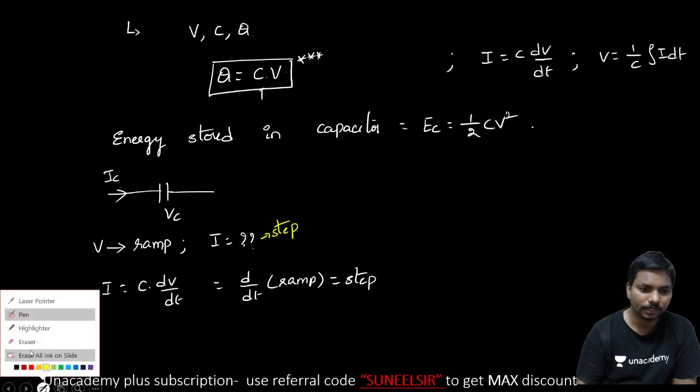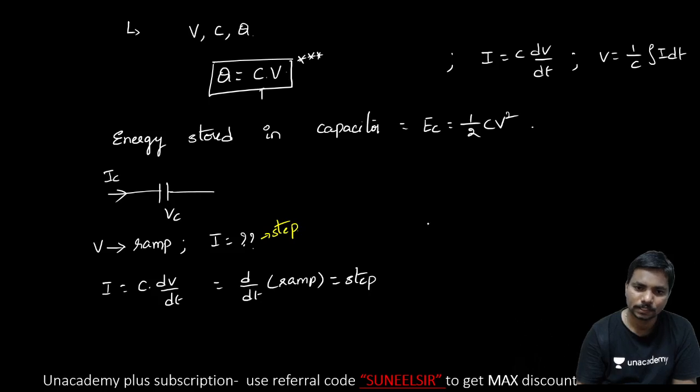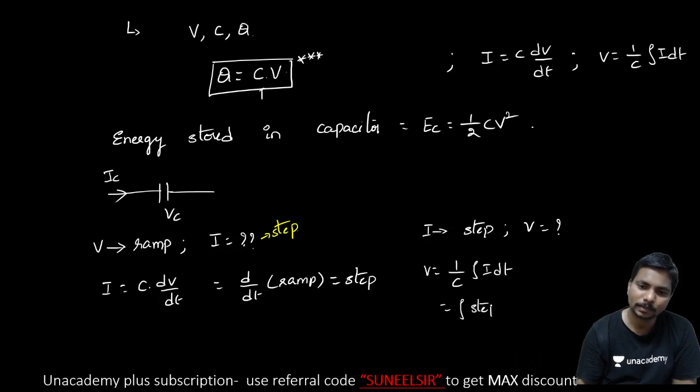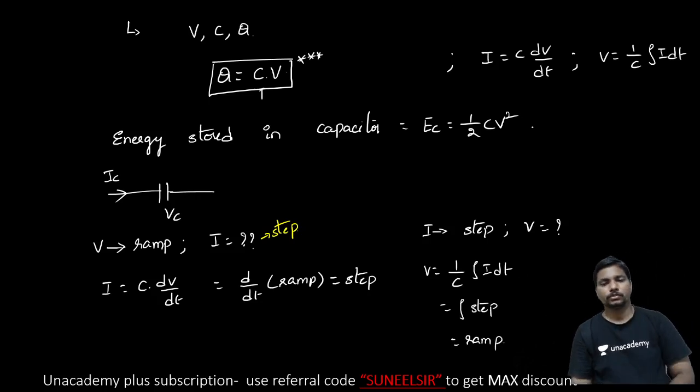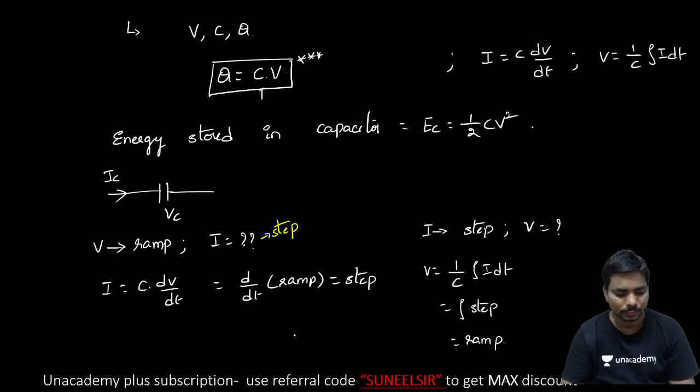In the same way, if the question says the current waveform is a step, then what is the voltage waveform? Voltage is equal to 1 by C integral of I dt. Integration of step is the opposite, that is ramp. So the voltage is a ramp. Like that we can get the answers.